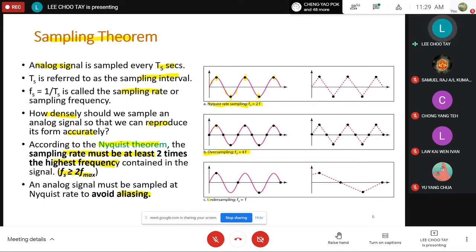Then for undersampling, the sampling frequency is the same as the frequency of the signal. That means we take only 1 sample during the entire period of the signal. In this case, when we try to reconstruct the signal, we won't be able to get the original waveform back. I believe you have learned about all this from Dr. Yo, right?